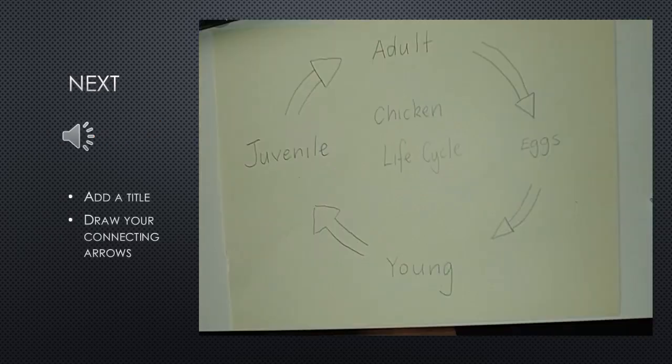Next step, we need a title. You can see I've put mine in the middle of my circle and it says chicken life cycle. It could say life cycle of a chicken if you want to be different. And then we need some arrows to connect all the way around our circle. After drawing 4 arrows, I actually liked the one between the young and the juvenile the most.